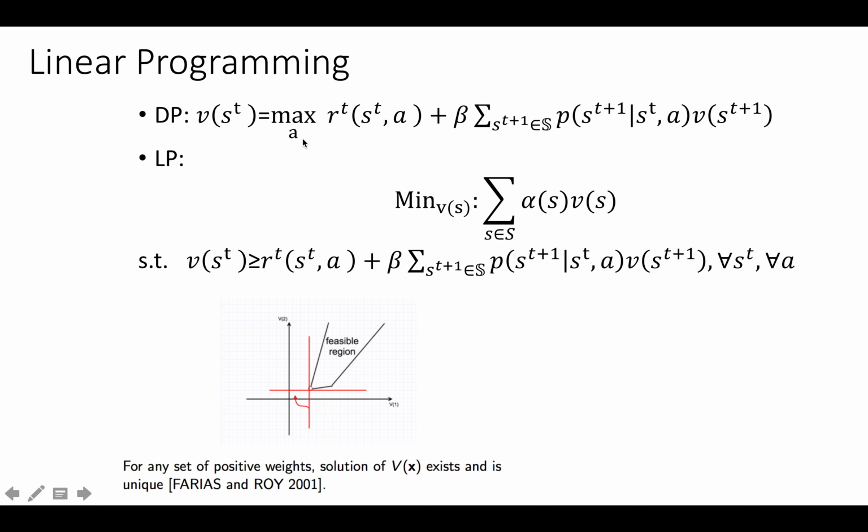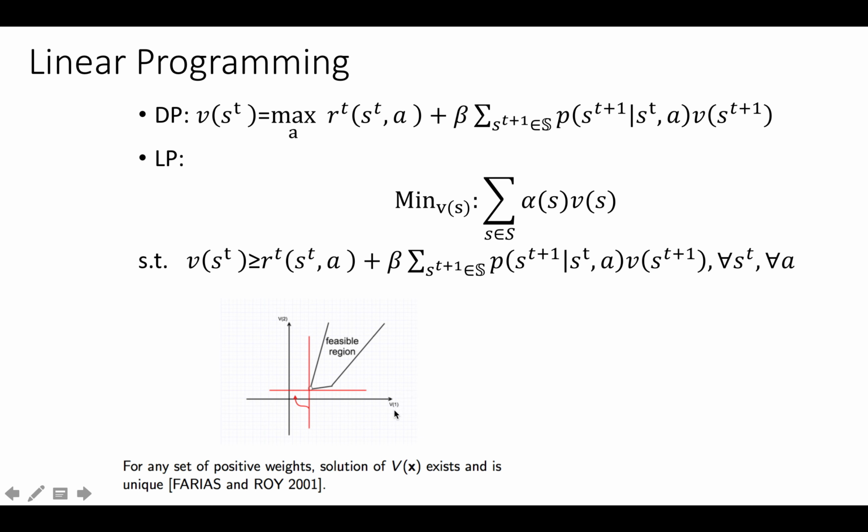So we get rid of this max because if V is bigger than the max over A, it should be bigger than all the possible A. And this alpha is any positive weight, and this weight will not affect the optimal point and optimal value, as shown in this paper. So I will show you in 2D.